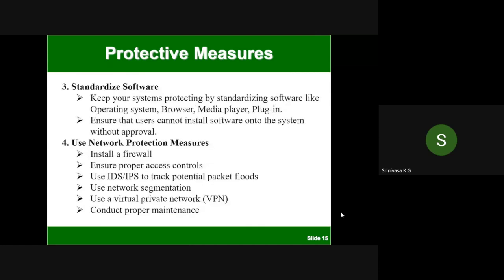Then standardize the software. Keep your systems protected by standardizing software like operating systems, browsers, media players, and plugins. And ensure that users cannot install software on your system without your approval. You can also use network protection measures: install firewalls, ensure proper access controls, use IDS and IPS to track potential packet floods, use network segmentation, and use virtual private networks. You have to conduct proper maintenance and so on.